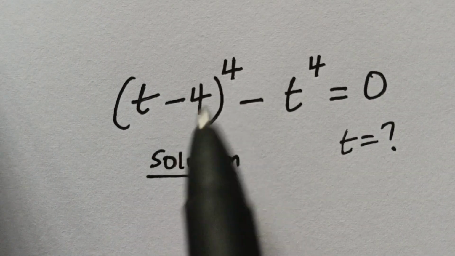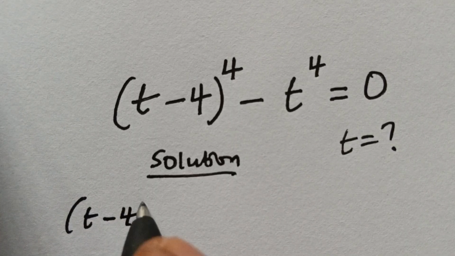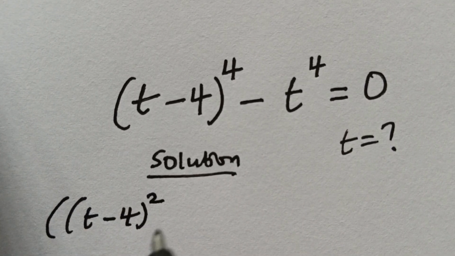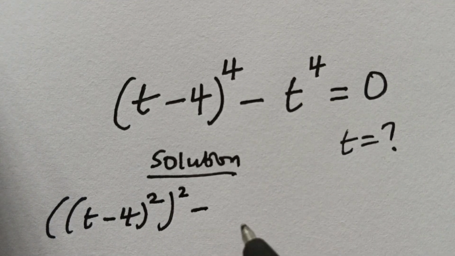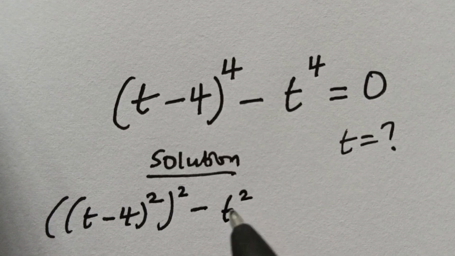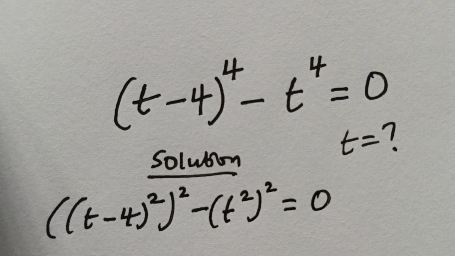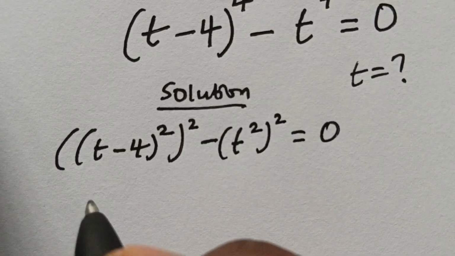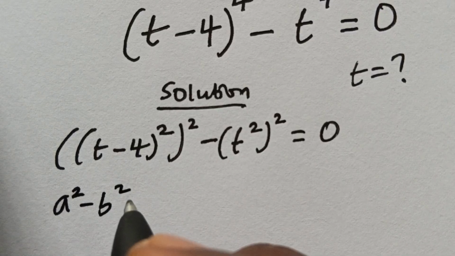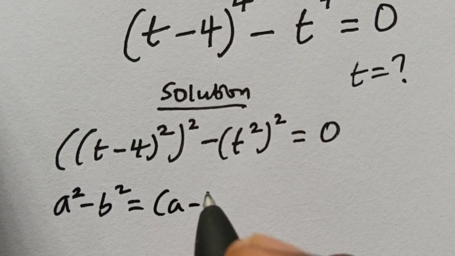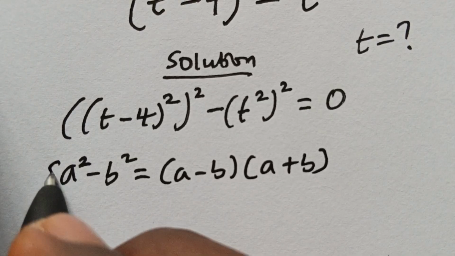(t minus 4) to the power of 4 could be written as ((t minus 4) squared) squared, minus t to the power of 4, which also could be written as (t squared) squared, equal to 0. Let's continue. Recall that a squared minus b squared is equal to (a minus b) times (a plus b). Take note of this identity.